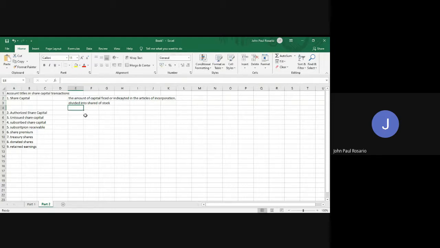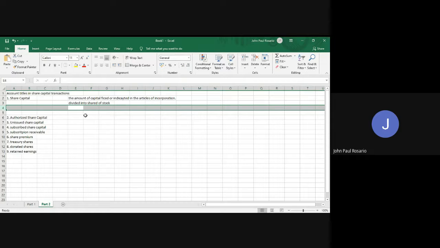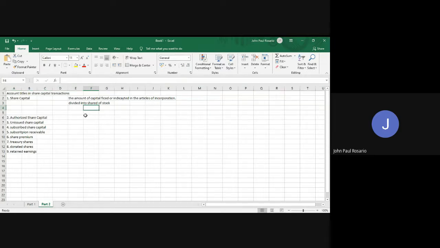So when we say share capital, this is the maximum amount of capital a corporation can have. This can be expanded or increased by amending your articles of incorporation. Amending the articles of incorporation doesn't mean that your corporation will be dissolved or its life will end. It just means you put in an amendment and change it.